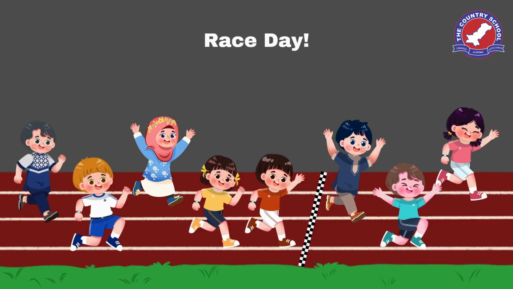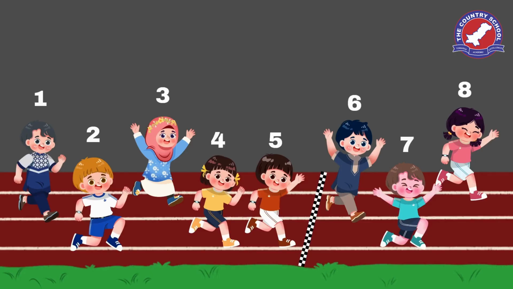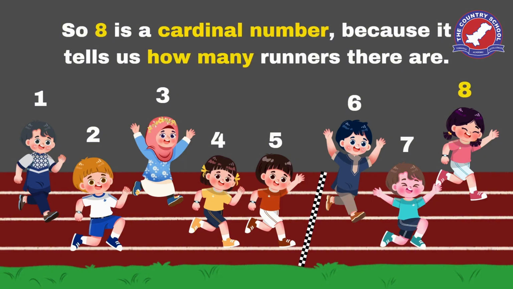Let's look at another case. We are at a school running race. There are 8 children participating. So, 8 is a cardinal number because it tells us how many runners there are.